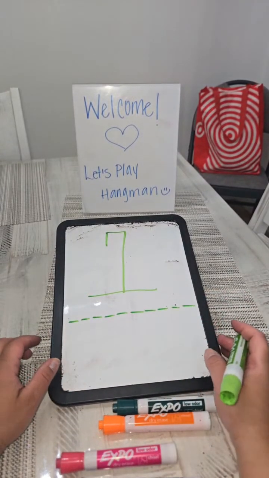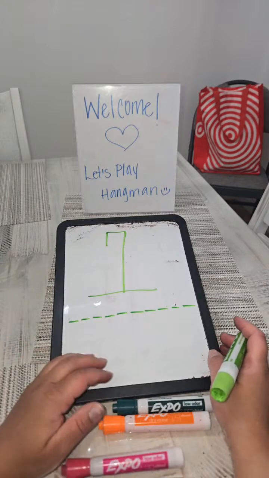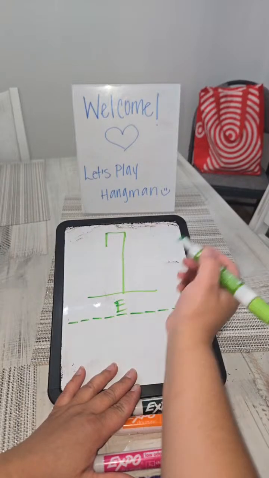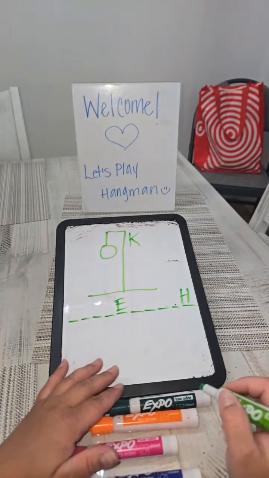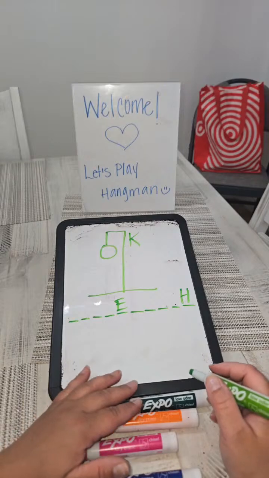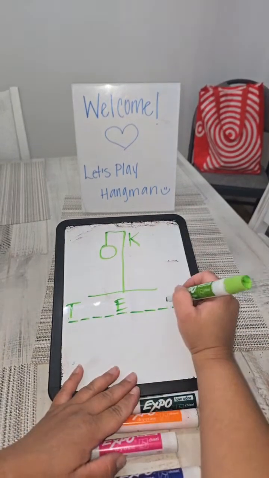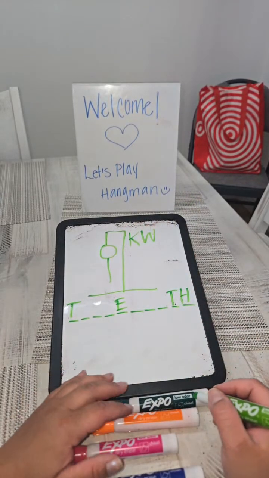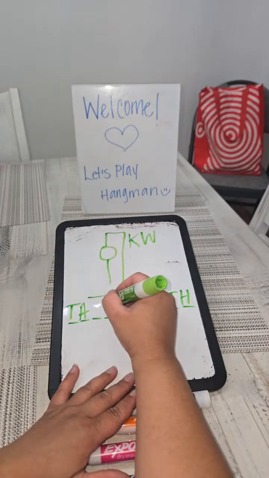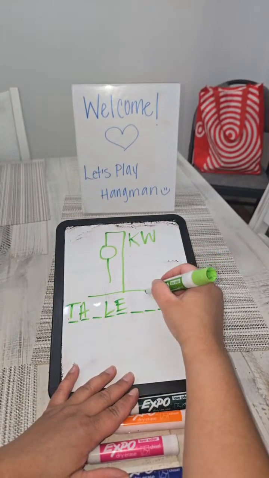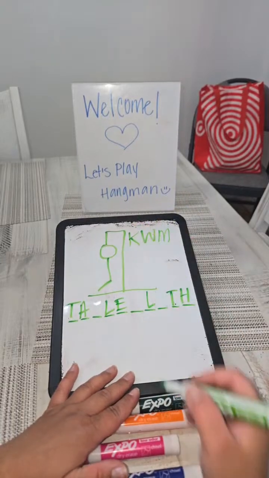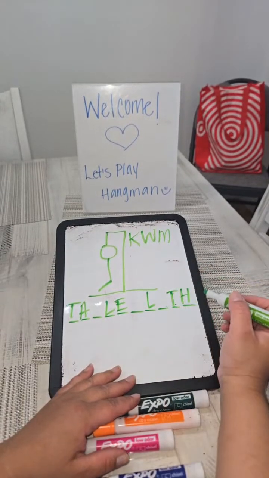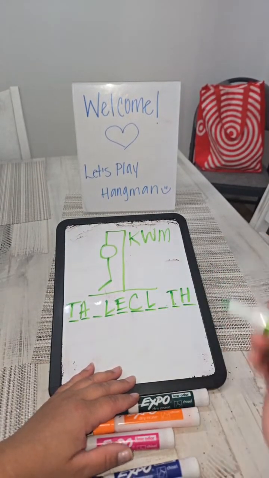All right, and begin. E, H, K. T, W. There is one T here, one T here, and no W. A, L, M. A, L. L and no M. E, C. E is already there, and then there's one C.